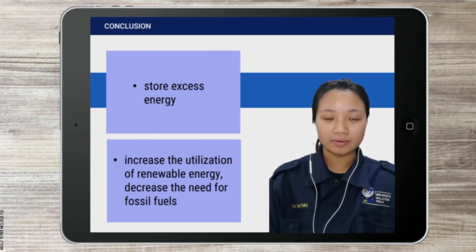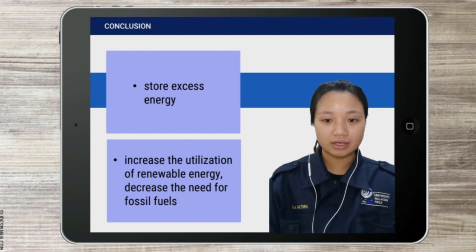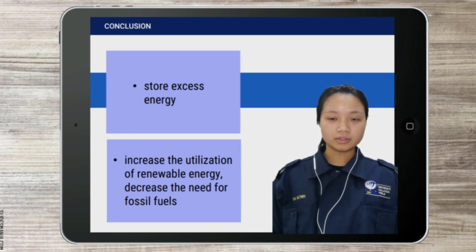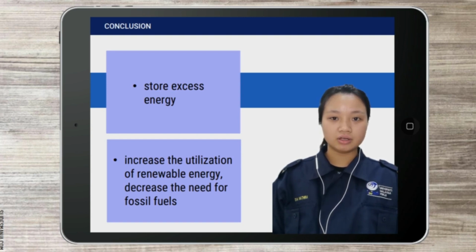Additionally, a solar-wind hybrid system can also be designed to store excess energy generated by the two sources for later use, further increasing the system's reliability and efficiency. Overall, a solar-wind hybrid system can help to increase the utilization of renewable energy, decrease the need for fossil fuels, and reduce the overall cost of energy production.